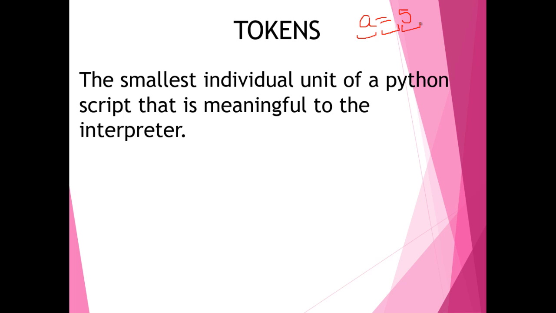We can't further divide A into other units, so this is the smallest individual unit. Why smallest? Because we can't divide A into any other parts. Equal to is the smallest individual unit, and 5 is the smallest individual unit. So whenever we write a Python statement, each and every word used in that statement refers to a token.